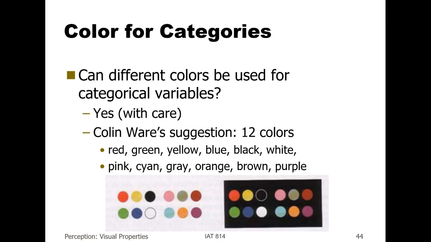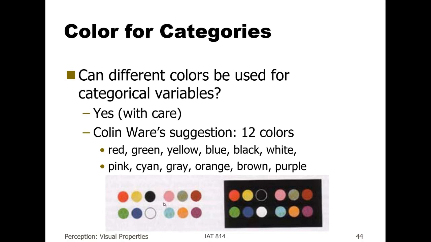Well, Colin Ware came up with a suggestion, and that is to use 12 colors. This is based on a series of experiments he did in the 1990s. What he discovered was that there are about 12 colors that you can reliably name and use as category colors. They are red, green, yellow, blue, black, and white. They're the colors you might name if you were asked to name some colors. They're the primary colors, the additive primaries, red, green, and blue, with the addition of yellow.